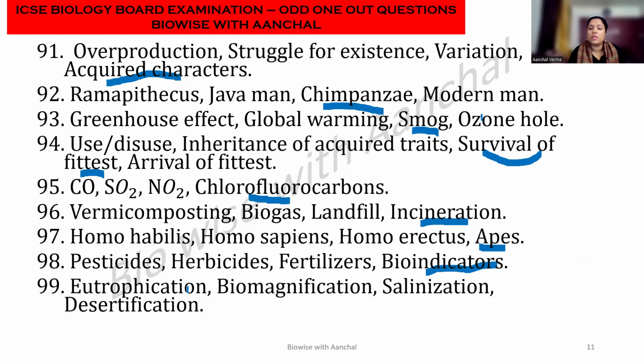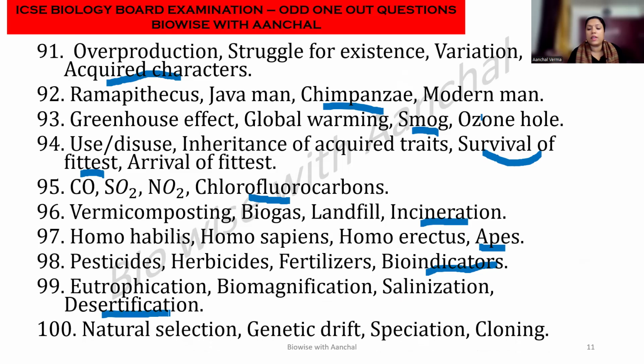Eutrophication, biomagnification, salinization, desertification. Now, eutrophication is water pollution. Biomagnification also happens in water pollution, and salinization is an increase in salt content that again happens in water pollution. So, the answer is desertification because the rest are all related to water pollution.